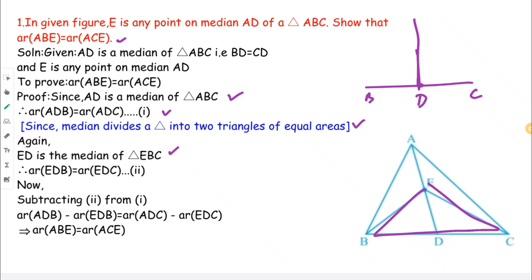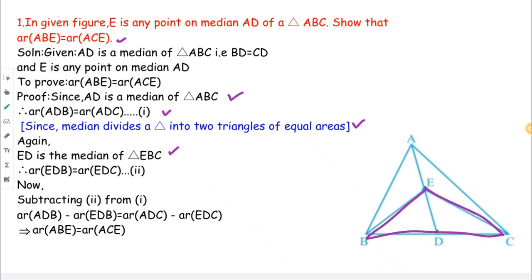For this reason, when you look at the smaller triangle, they have said this is the midpoint. Like I showed you from the example, this will become the median again. ED will become the median of triangle EBC, which means this area should be equal to this area. So I'm writing it down here. ED is a median, therefore area of triangle EBD should be equal to area of triangle EDC.